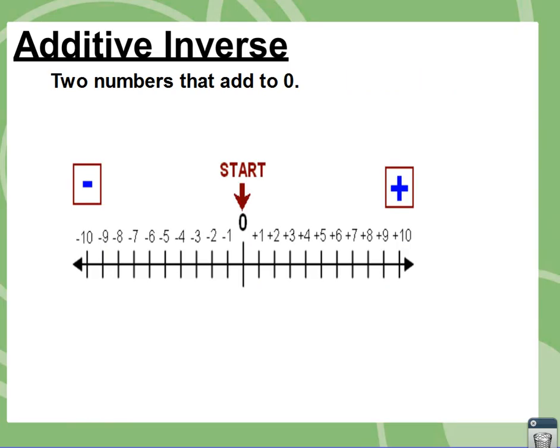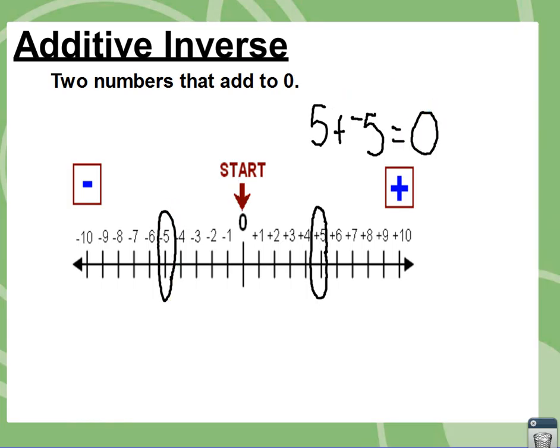Okay. Additive inverse. Additive inverses are 2 numbers that add up to 0. So if I have +5 and I add -5, it equals 0. Notice they are also opposites. They are opposites because -5 is 5 spaces from 0, and +5 is 5 spaces from 0.